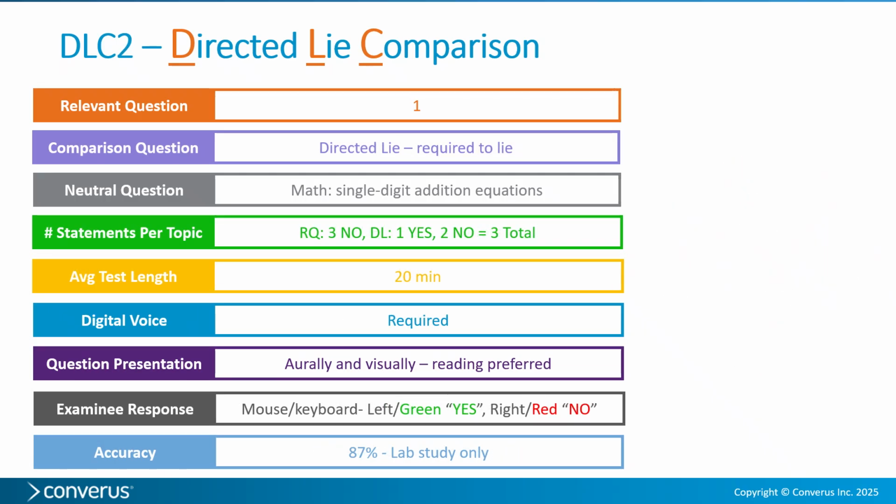Then we have the DLC2 protocol. It is the previous version of the directed light protocol to the DLC3 and is less common now that we have updated it. It has a few differences from the DLC3 which might make it preferred or not preferred. These differences are, first, there are not true-false statements. Instead, the DLC2 protocol uses yes-no questions, which some examinees find easier to comprehend when responding to the directed lie.